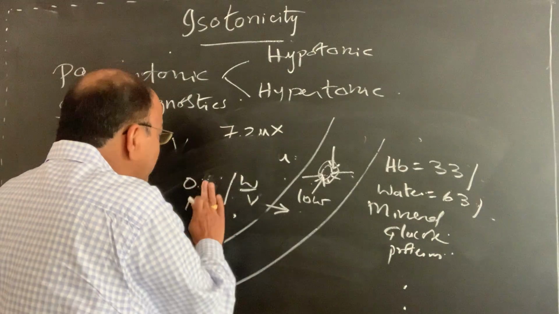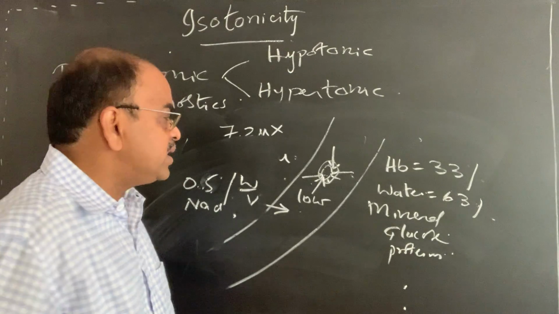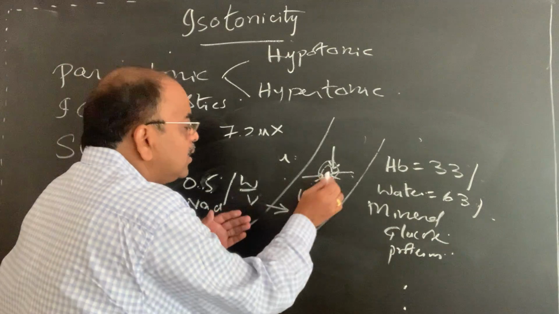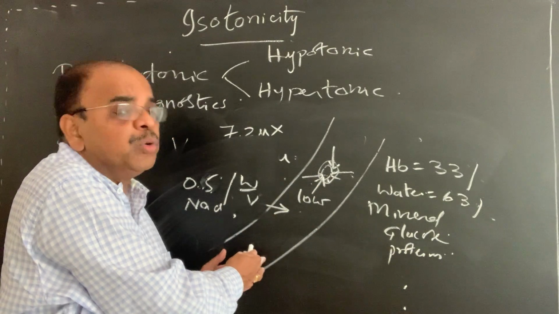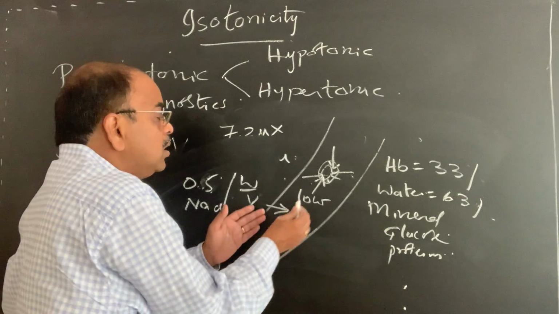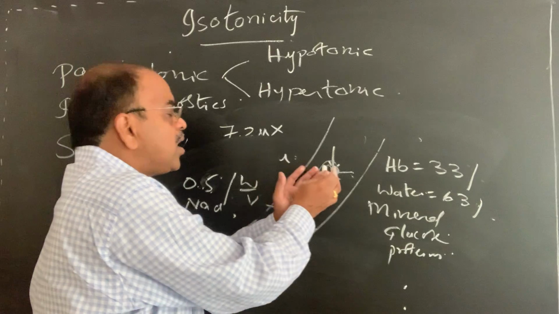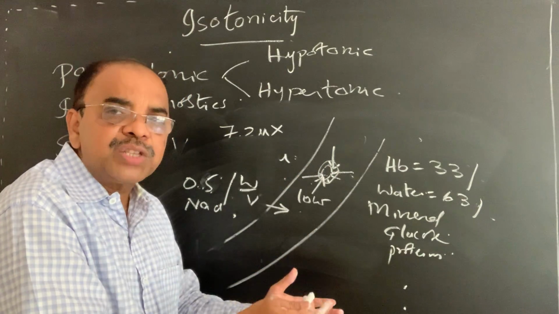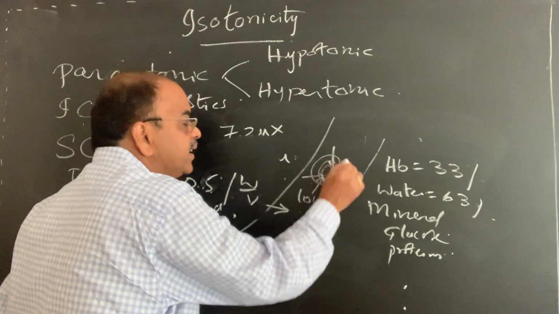Instead of 0.7, we'll inject 0.5. What will happen? The plasma is further diluted, but there is no change in the components of the RBC. So, water moves from low concentration to high concentration. More water is going inside to maintain the osmotic equilibrium. So, RBC size further increases.